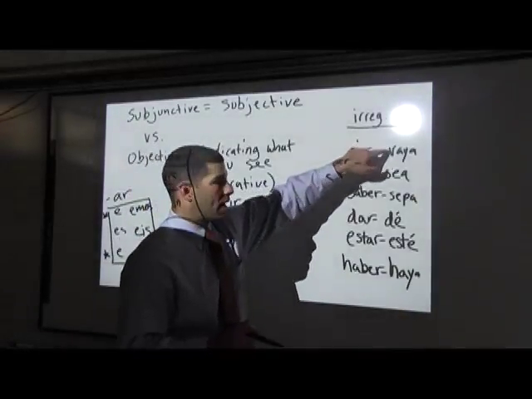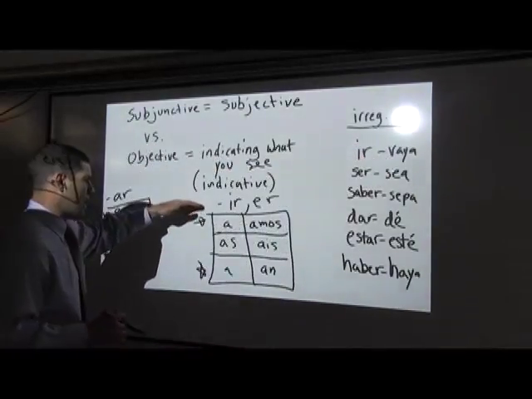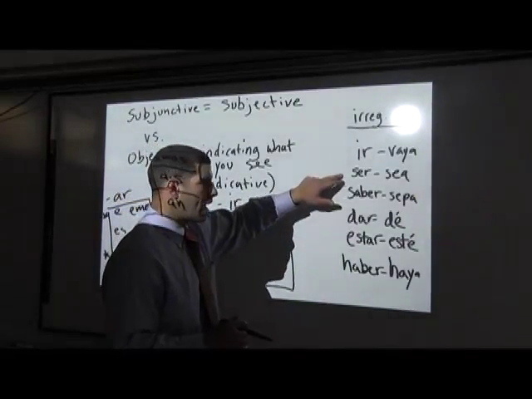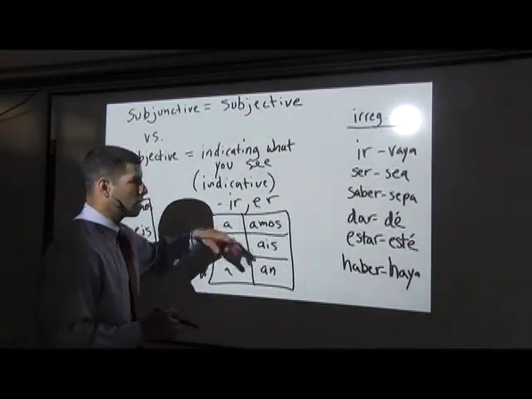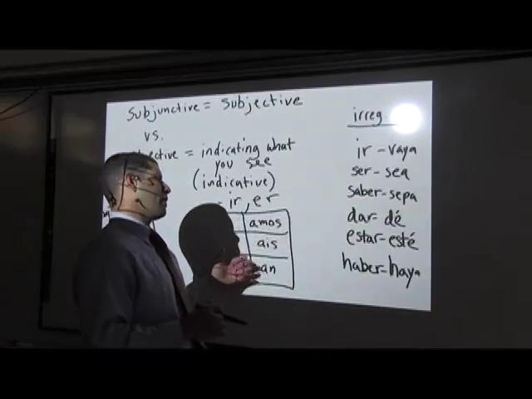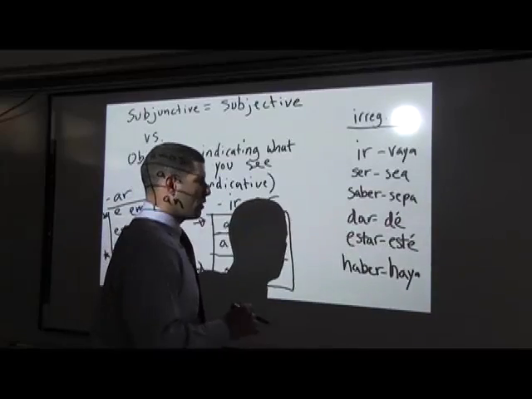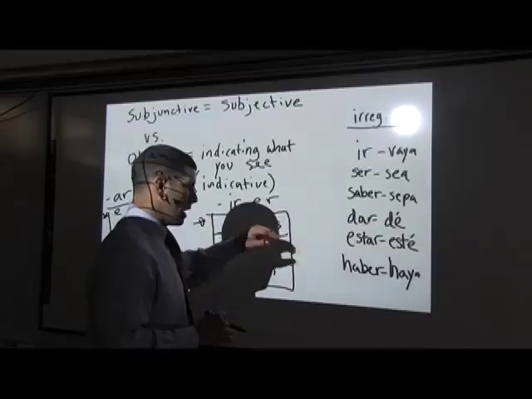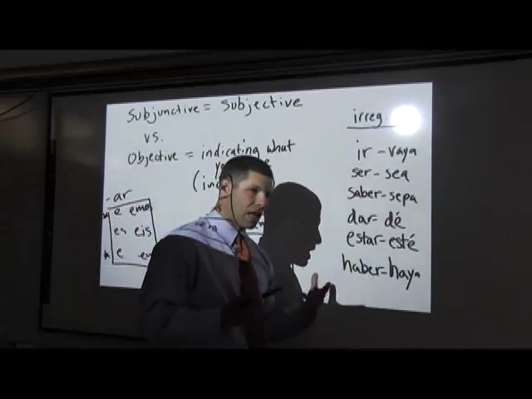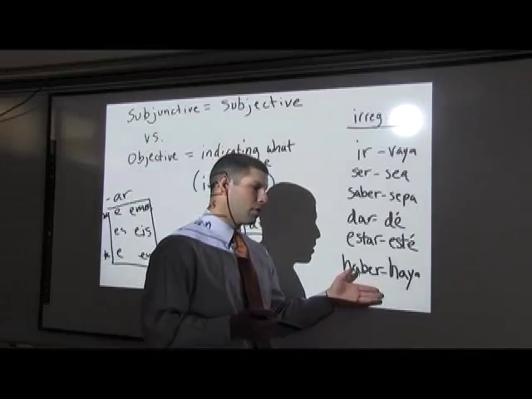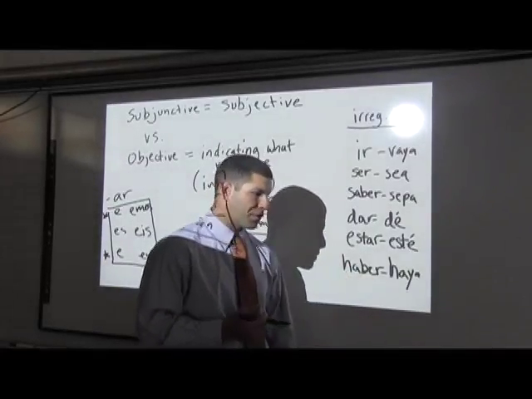Ir is vaya. Okay, so you have vaya, vayas, vaya, vayamos, vayáis, vayan. And then you have ser, sea, which would follow these endings. Okay, saber, sepa. Okay, follow the AR ending. Dar is dé, which would follow those endings. Estar is esté, which would follow the AR endings. And then haber, which is like there is or there are, is haya, so it's irregular. And haber is a helper verb in the perfect tenses.